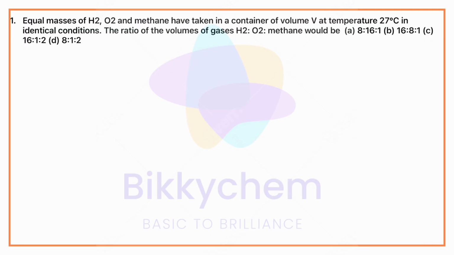Okay, dear students, we'll see this question. Equal masses of H2, O2 and methane have been taken in a container of volume V at temperature 27 degrees Celsius in identical conditions. The ratio of volumes of gases H2, O2, methane would be 8:16:1, 16:8:1, 16:1:2 and 8:1:2. So we will see this solution. This ratio is given and we need to find out the ratio of the volumes.